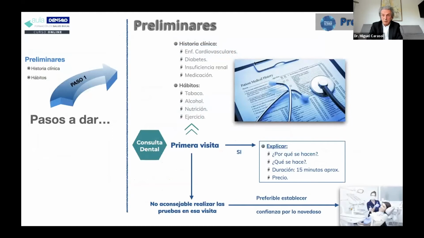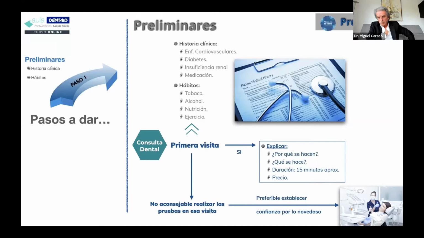Step one, what do we have to do? Well, we do it every day. We take a clinical history where we assess all the systemic diseases of the patients, the drugs they're taking, allergies, intolerances. And it's also important to check the habits of the patient, like smoking, alcohol consumption, diet, and the presence or absence of physical exercise, and for how long every week, basically.